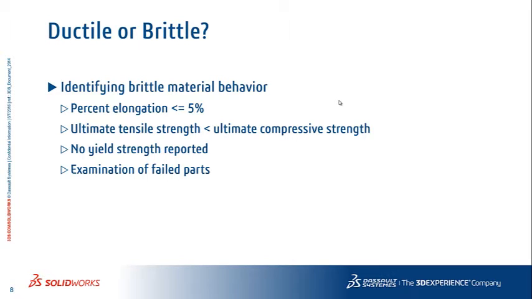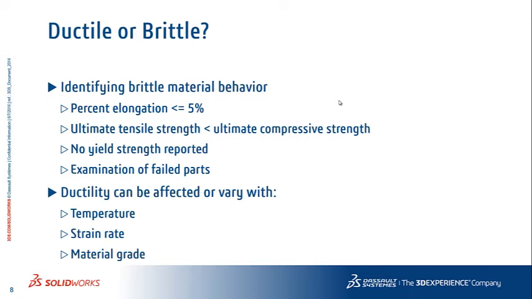Now, when we're talking about brittle material behavior, if you're looking at a material spec sheet, you're looking for a percent elongation that's less than or equal to 5. You're looking again for ultimate tensile strengths that are much, much lower than ultimate compressive strengths. A lot of times brittle materials won't have a yield strength entered. If they do, the yield strength and the ultimate tensile are going to be very close to each other. And really the key way to figure out if it's a ductile or brittle failure is to examine the failed parts.